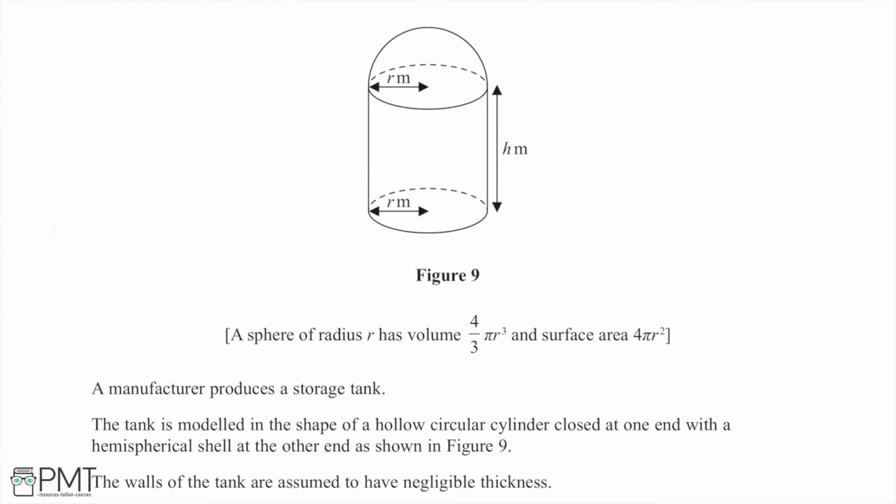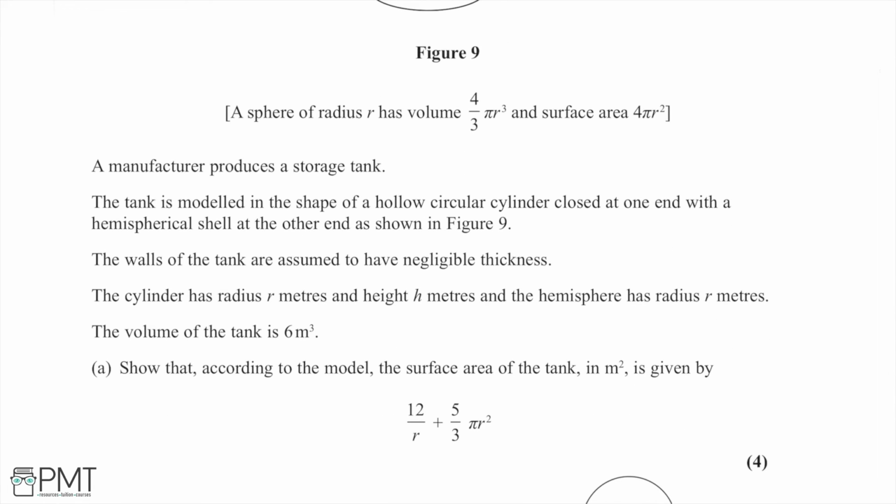So in this question, we're told that a manufacturer produces a storage tank, and the tank is modelled in the shape of a hollow circular cylinder, which is closed at one end, and at the other end it has a hemispherical shell. And we can see this in figure 9. So we see highlighted now is the hemispherical shell, and then highlighted now is the cylinder, the closed cylinder. We're told that the walls of the tank are assumed to have negligible thickness, and the cylinder has radius of r meters and height of h meters, and the hemisphere has a radius of r meters. And we're given the information that the volume of the tank is 6 meters cubed.